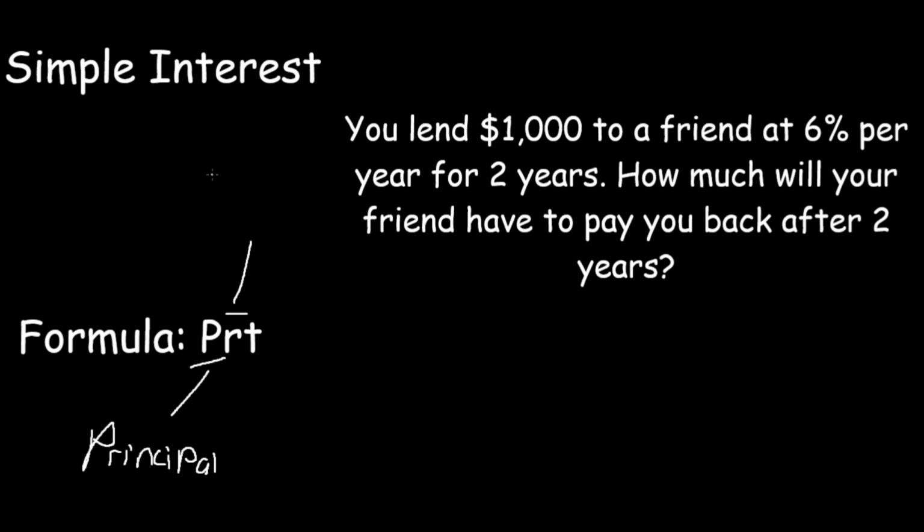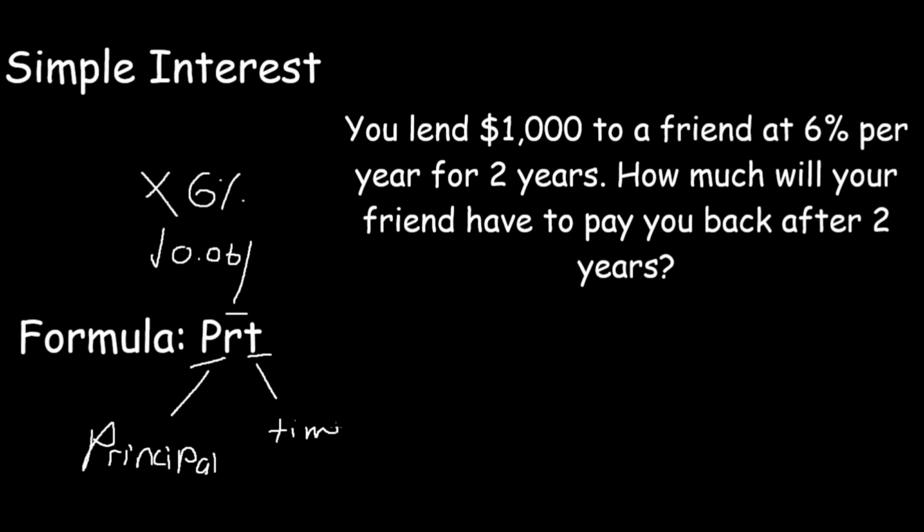For example, an interest charge can be 6%. However, putting 6% into this formula is incorrect because we need to express it as a decimal value, which is 0.06. Finally, we have our T value, our time. Our time, for example, could be 2 years.